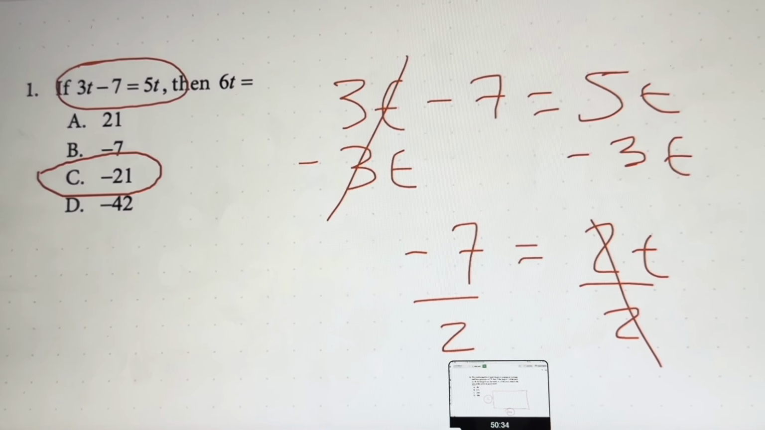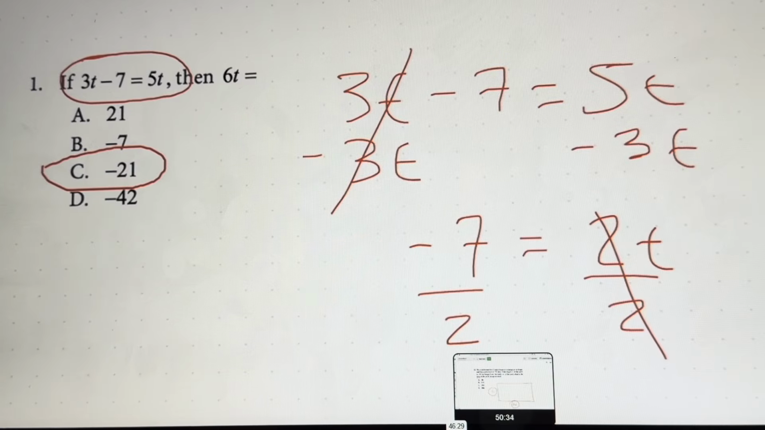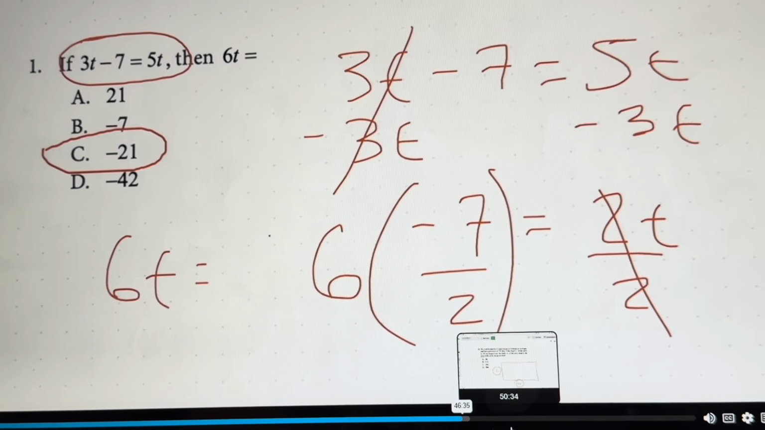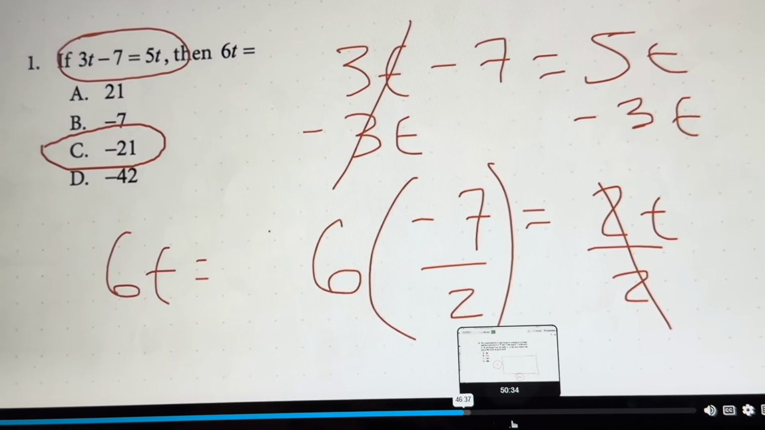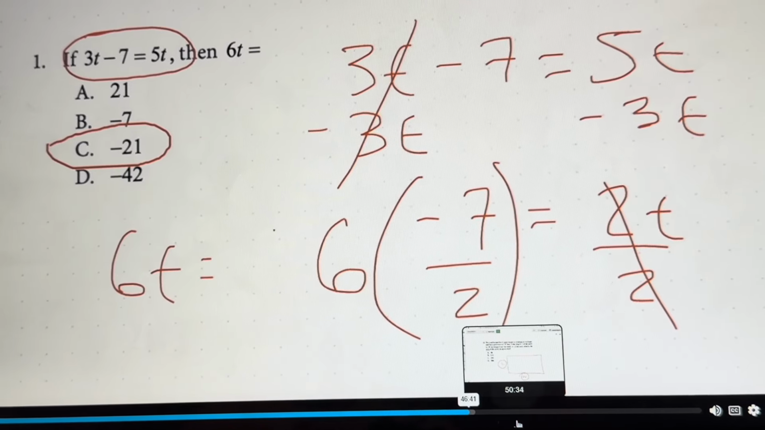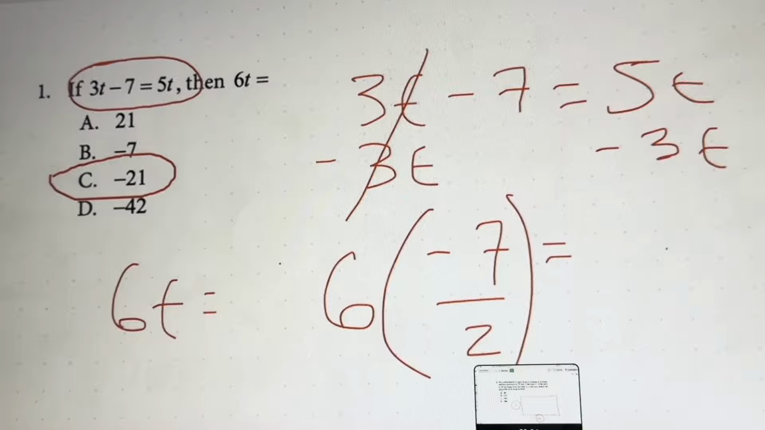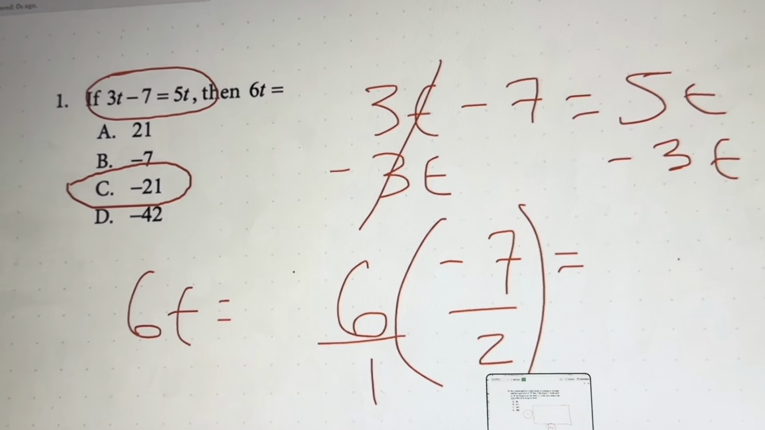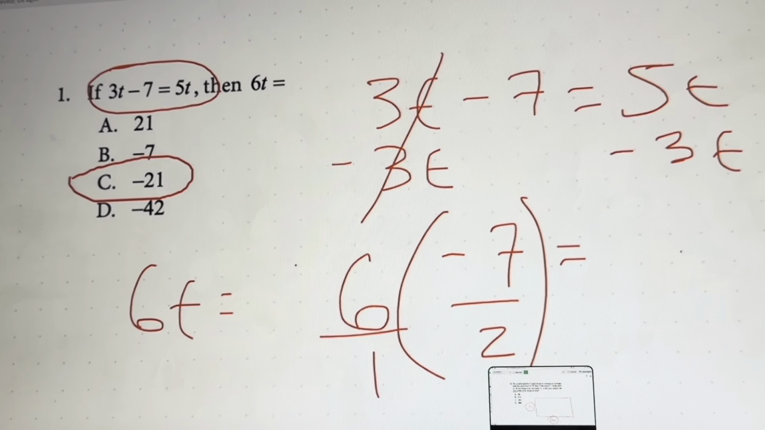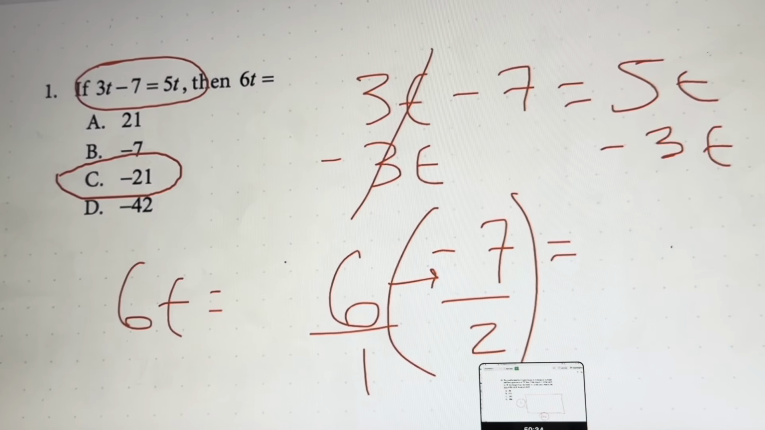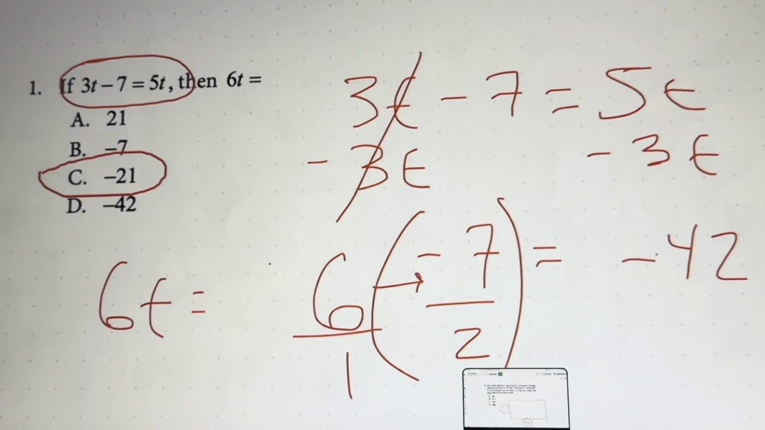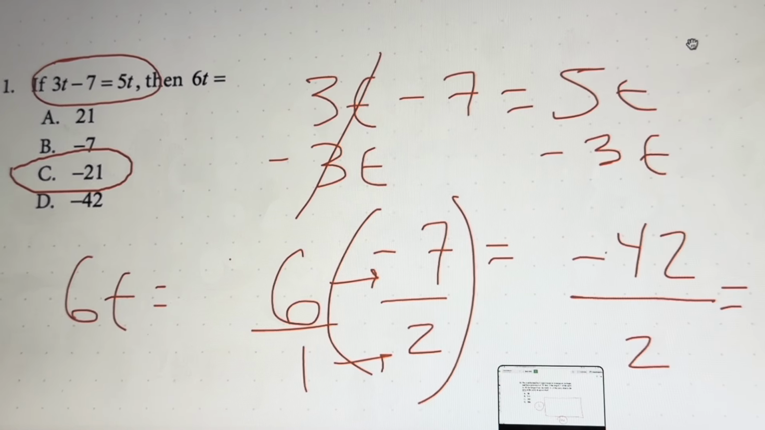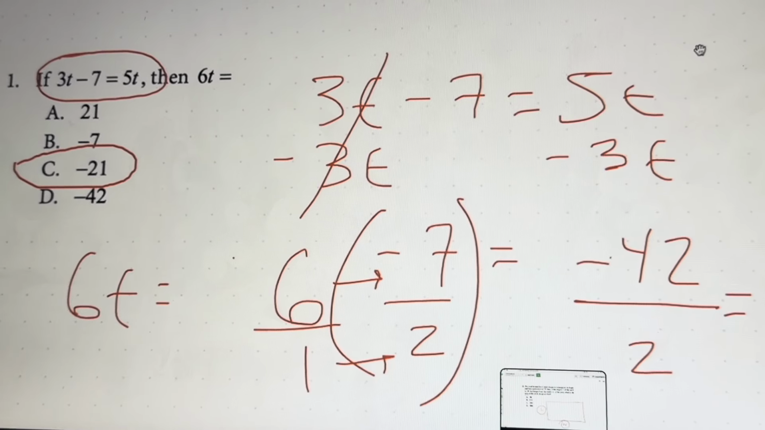Okay. Then to find what 6t is, that would be 6 times -7/2, which is t. Okay. Let's simplify that. Here we can rewrite 6 as a fraction, which I'm inclined to do. Multiply across the numerator. 6 times -7 is -42. Multiply across the denominator, over 2. Simplified, -42/2 is -21, which is answer choice C. Once again, confirmed with the algebra.